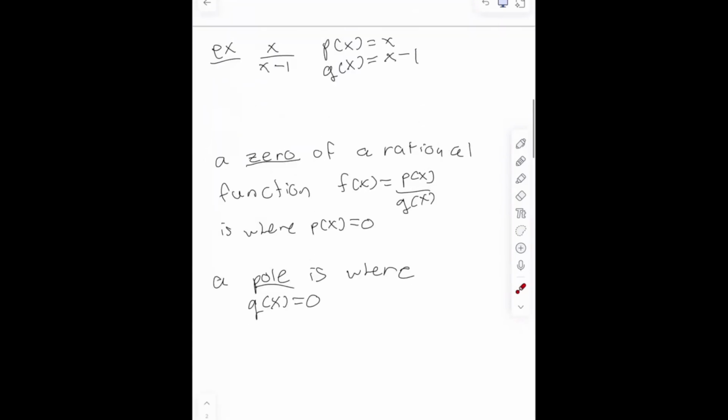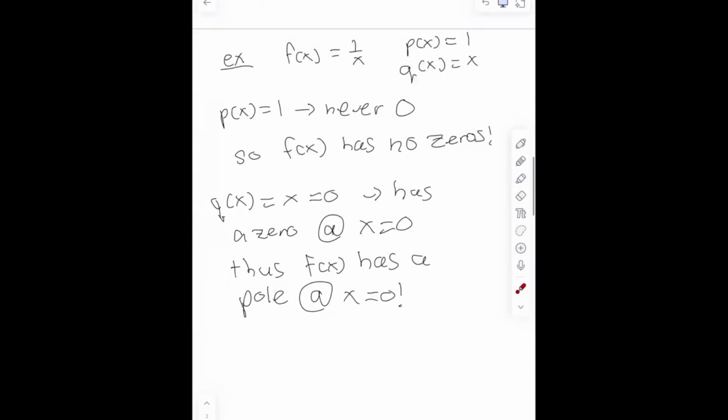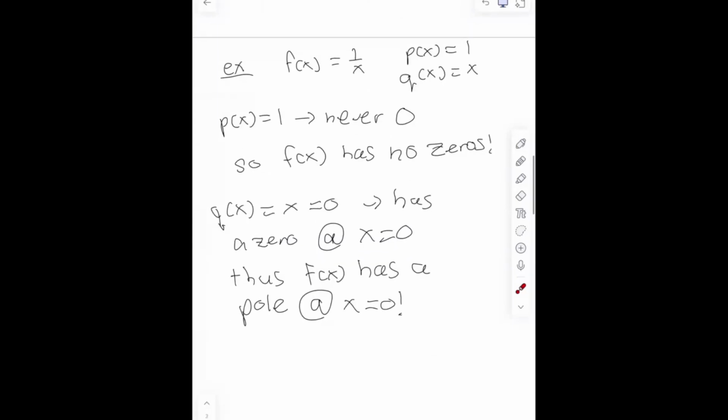Okay. Now, let's talk about zeros and poles. A zero of a rational function, where a rational function is f of x equal to a polynomial over another polynomial, is where the top equals 0. So a zero of a rational function is where the top equals 0. A pole is where the bottom equals 0. It's where the bottom polynomial equals 0. That's a pole.